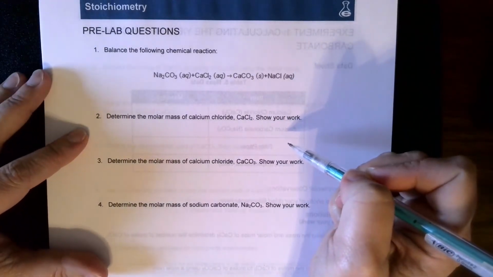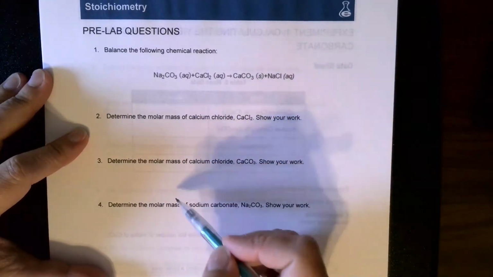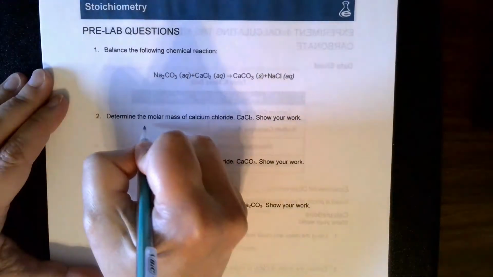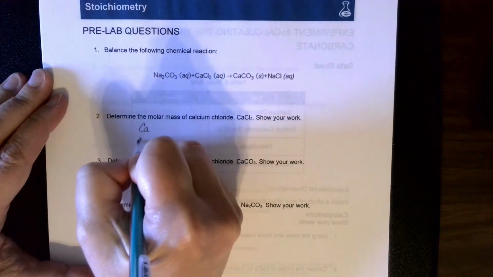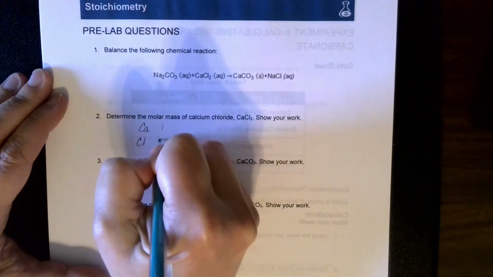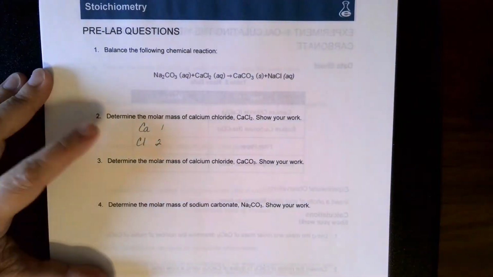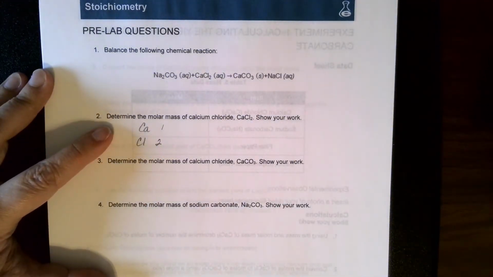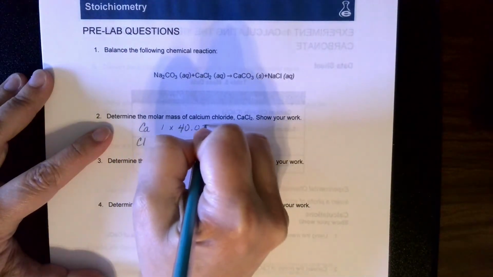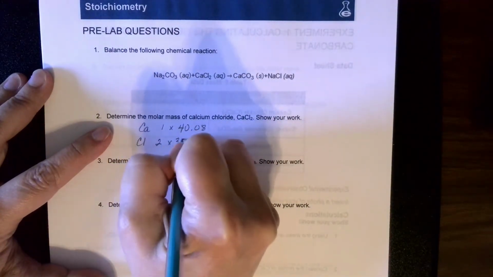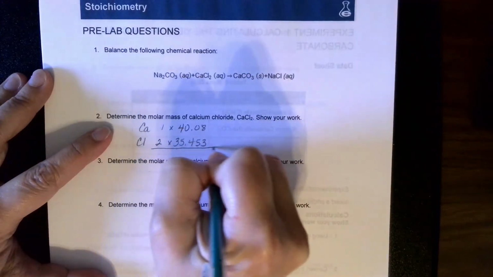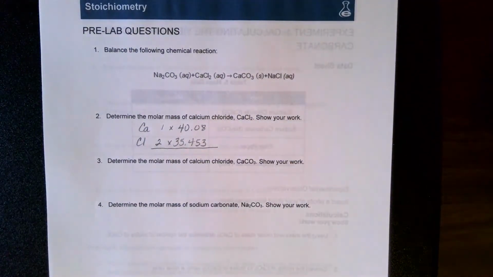Okay, then it asks you to find the molar mass, and in all three of these you're finding the molar mass. So to find the molar mass, you're going to list what elements you have and how many that you have of each one, and then you're going to multiply by the atomic weight on the periodic table. And then you're going to add those up.